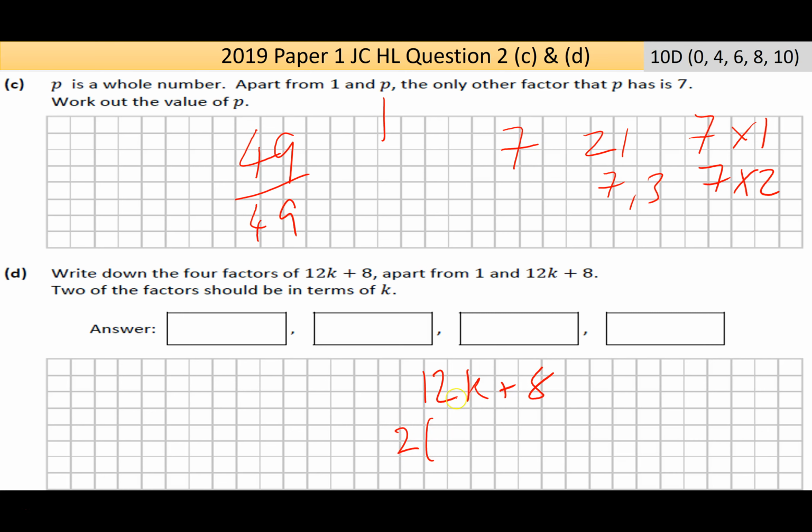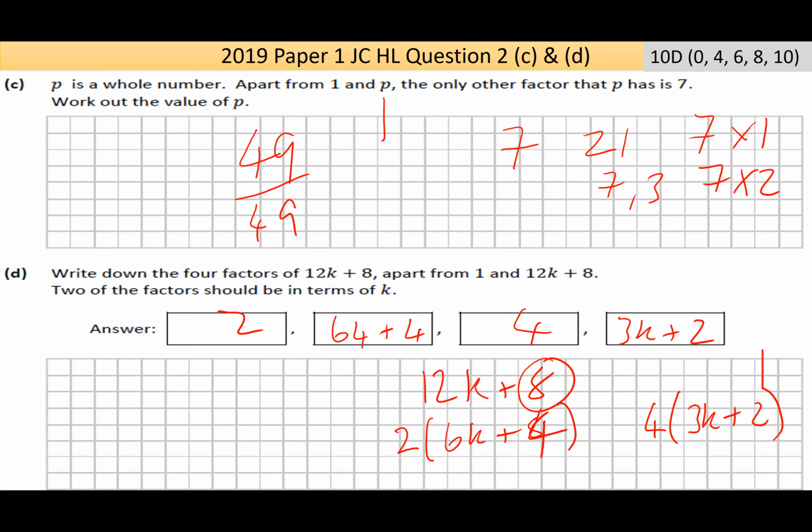If we pull 2 out of this, we get 6k plus 4. So one factor there is 2, the other factor there is 6k plus 4. Now we could pull out 4. So we could get 4 times 3k plus 2. So the 2 factors there are 4 and 3k plus 2. There's probably other factors, although 6 would come out here. So this in my mind seems to be the 4 factors. 2 of them are in terms of k.